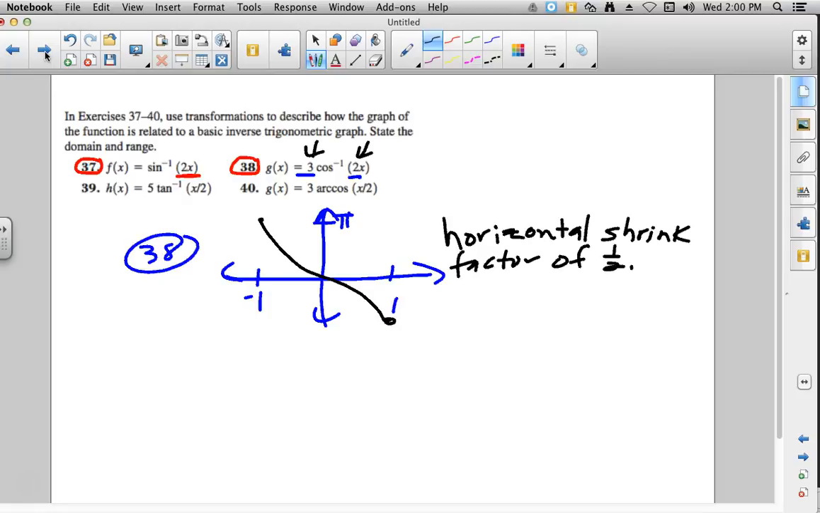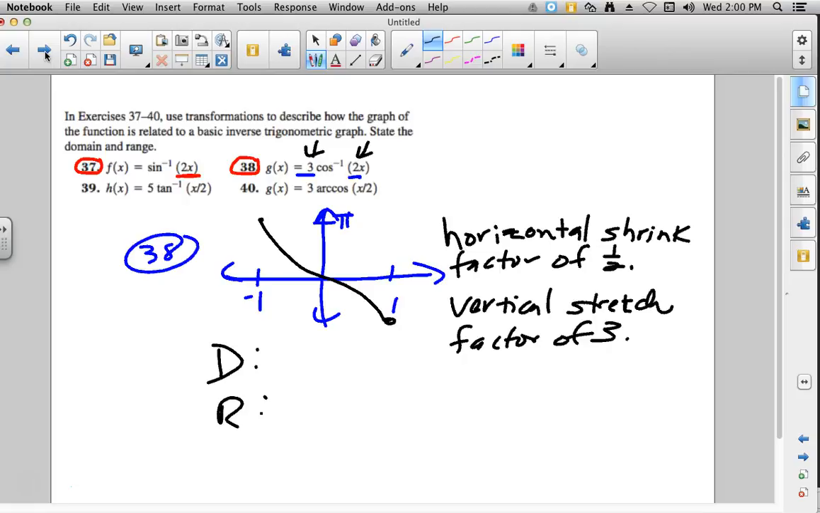But the 3 out in front, that is a vertical stretch factor of 3. So now we want to see what will that do to the domain and range. Well, the domain is going to be shrunk by 1/2. So we're usually going from -1 to 1, multiply that by 1/2, and it will be -1/2 to 1/2. And the range would normally go from 0 to pi, but if we multiply those two by 3, it will go from 0 to 3 pi.